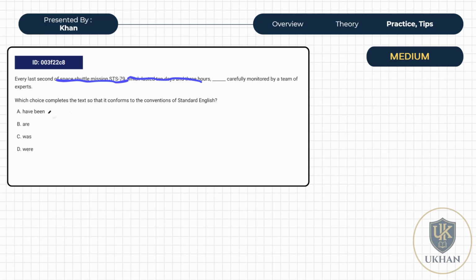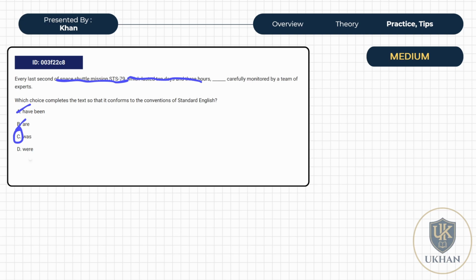So A, have been. That's plural present perfect. So not only is it the wrong number, but it's also the wrong tense. B says are. That's plural present, so that's wrong on both counts. So it's not going to be our answer. C, was. That's singular past, and that's exactly what we need. That's probably going to be our answer. D, were. That's plural past, so that's the right tense but the wrong number. So the answer here is going to be C.